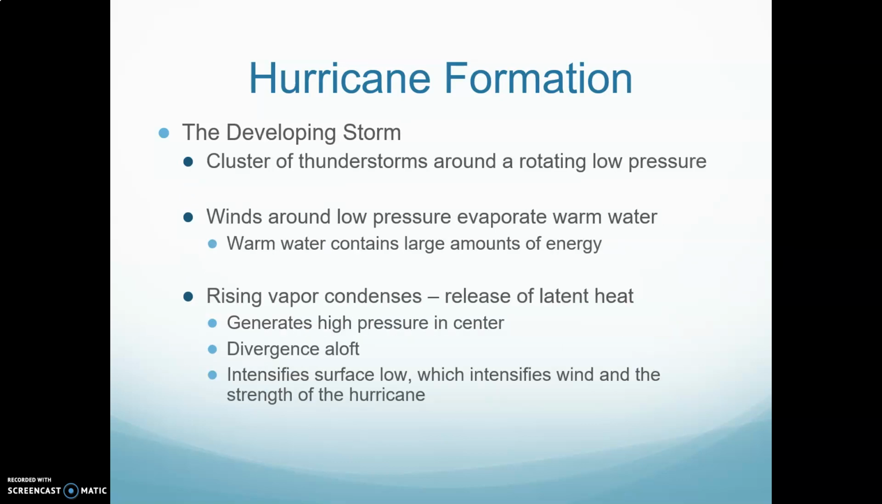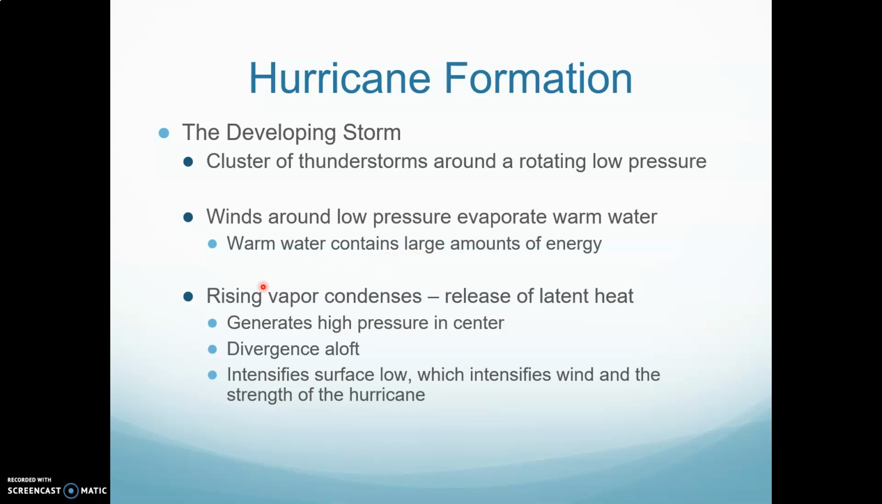Okay, so how does a hurricane form? First of all, the storm develops as just a simple cluster of thunderstorms, just a bunch of thunderstorms that start to rotate around a common low pressure. This is that trigger. We have a low pressure that comes off the coast of Africa, creates a bunch of thunderstorms. They start rotating around that low pressure. Then the winds around the warm water start to evaporate the water, and that warm water contains a lot of energy, and so that energy is put into all those storms.